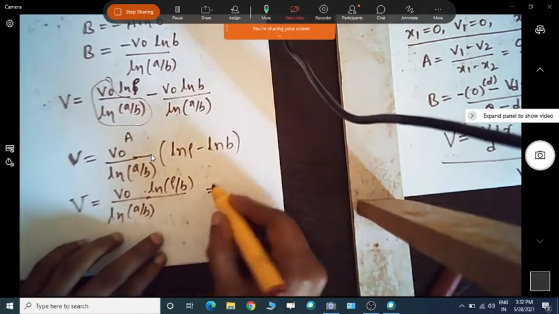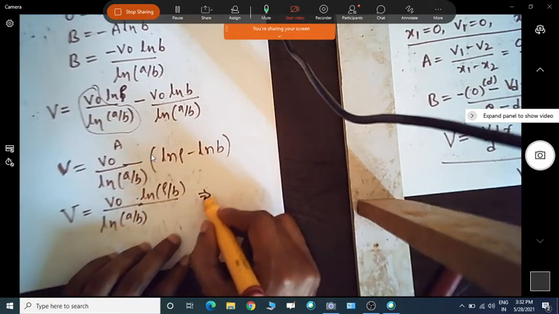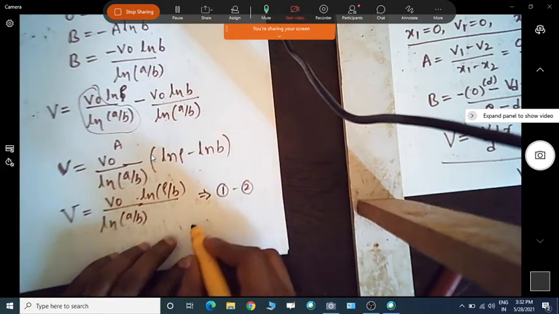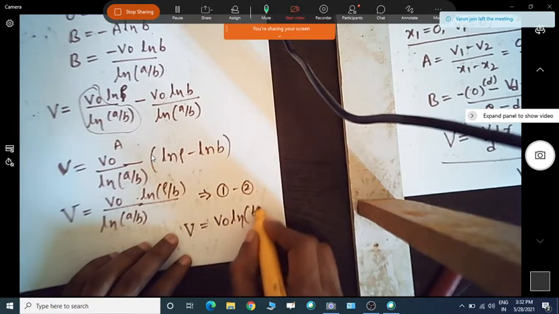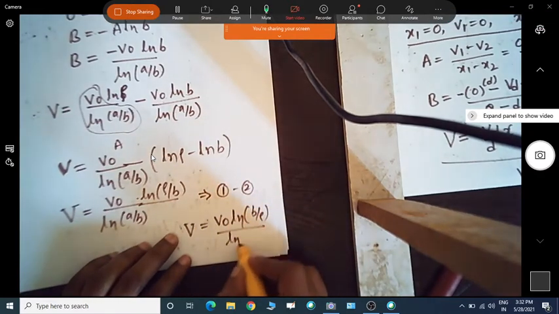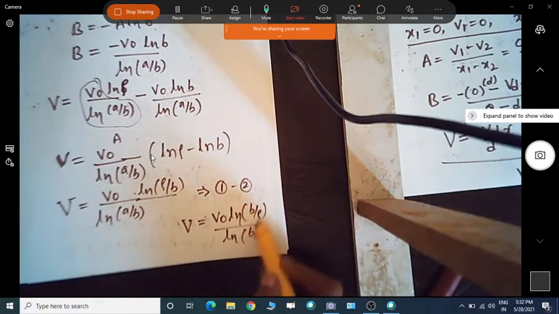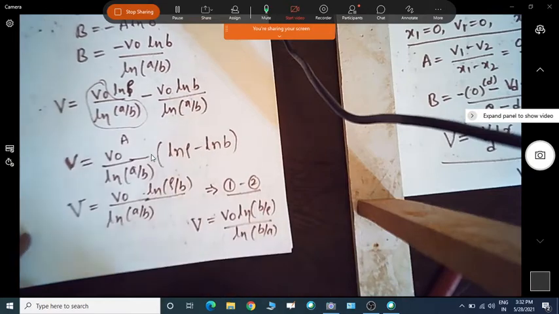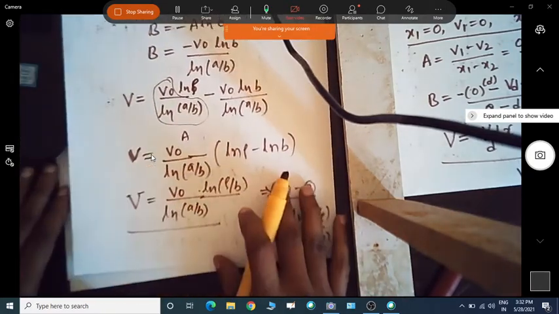If I take equation 1 minus 2, you are going to get V equal to V naught ln of B by rho divided by ln of B by A. It is just a reverse. The ratio will be reversed if I take equation 1 minus 2. So this is the general equation we will be having.